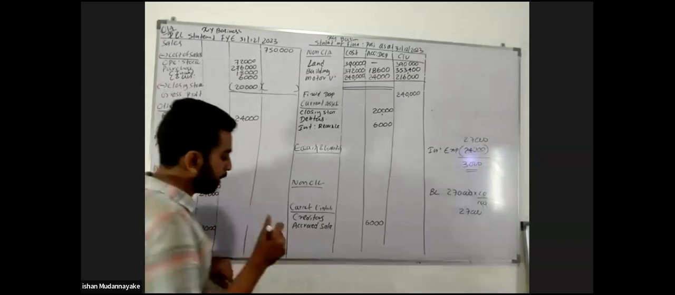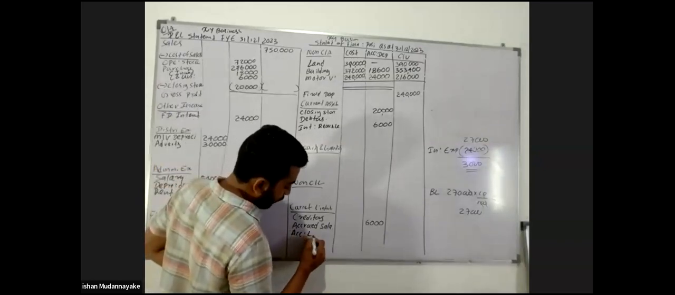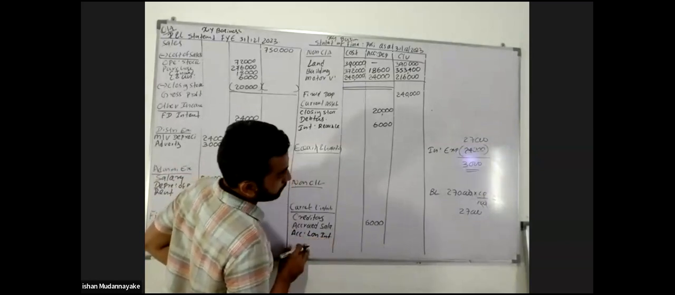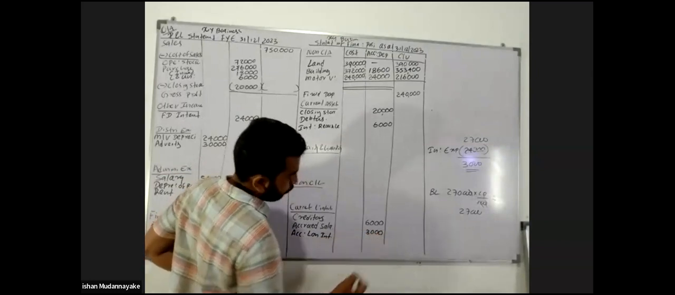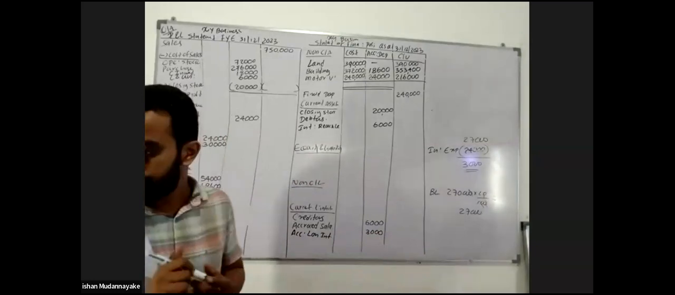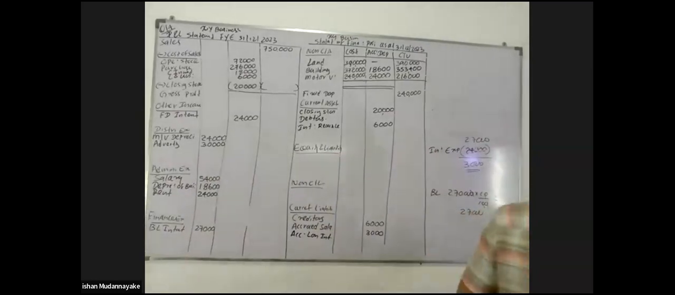Under current liability, write down accrued bank loan interest. Let's say accrued loan interest. How much? 3,000. Accrued loan interest, or accrued bank loan interest, 3,000.